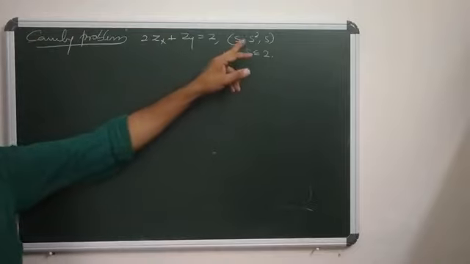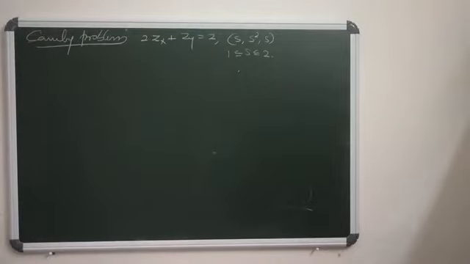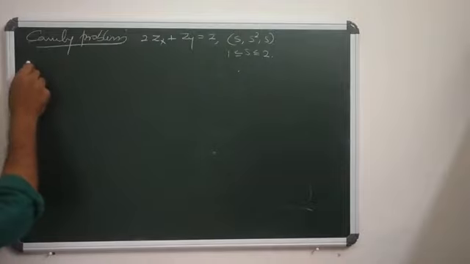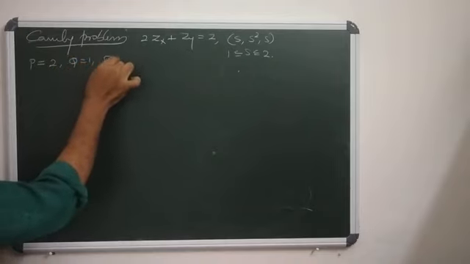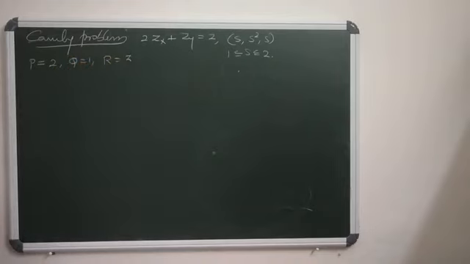With the initial condition x naught equals s, y naught equals s square, and z naught equals also s, where s ranges from 1 to 2. How to solve this one? For solving this Cauchy problem, you have to compare it with the Cauchy differential equation. So on comparing, p equals 2, q equals 1, and r equals h.